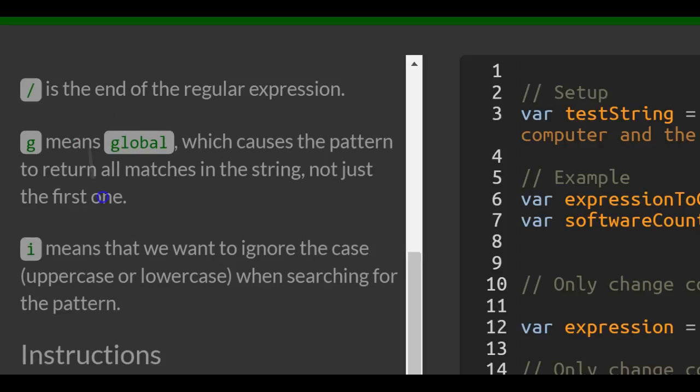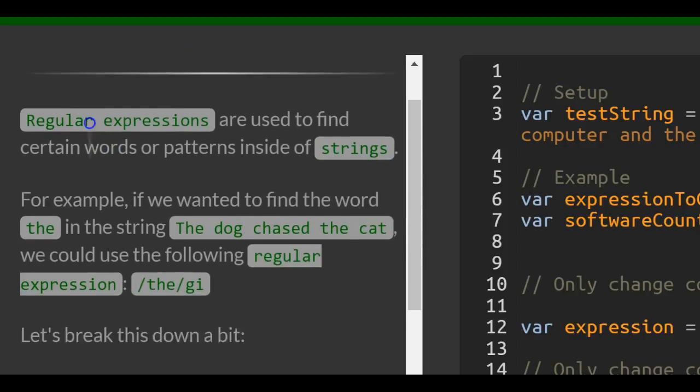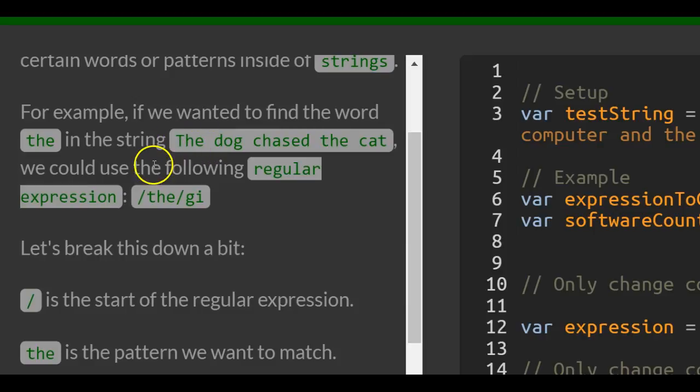So again, the g, global, just makes sure to return every instance of the word "the". If that g wasn't there, it would just return the first "the". And then the i will ignore casing. So if this i wasn't there, it would not return this first "the" because this is uppercase. It would only return this one. So if you want to ignore case, you need that i. And g is to get every instance of the word.